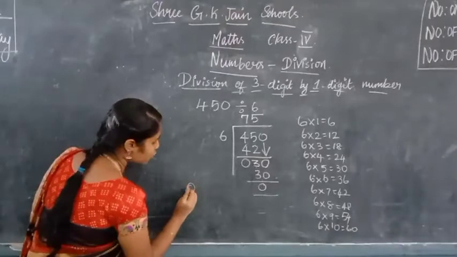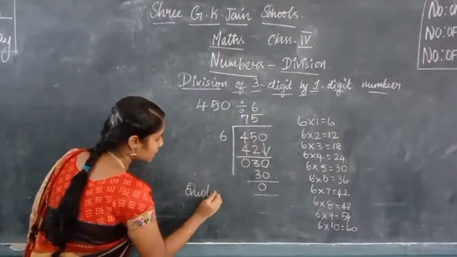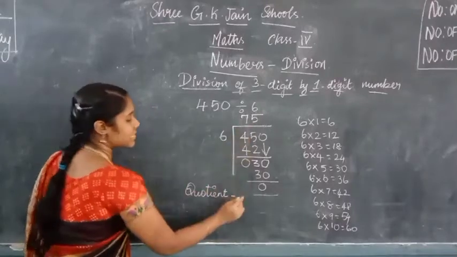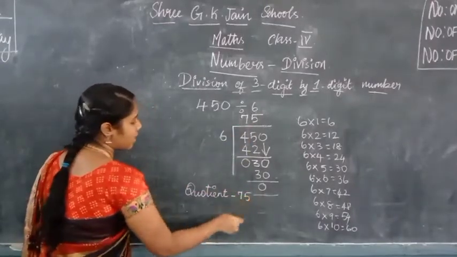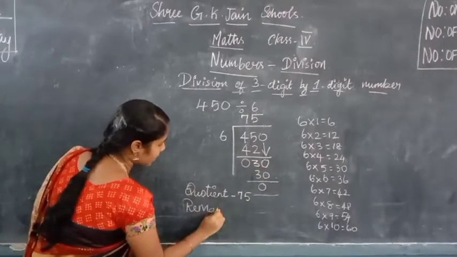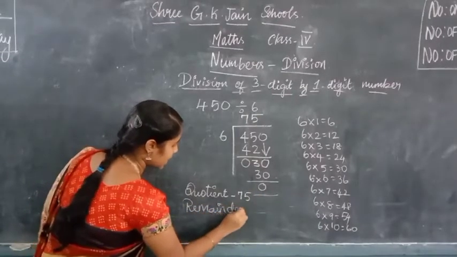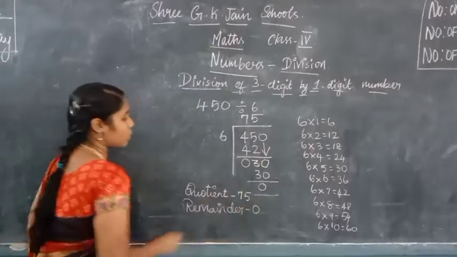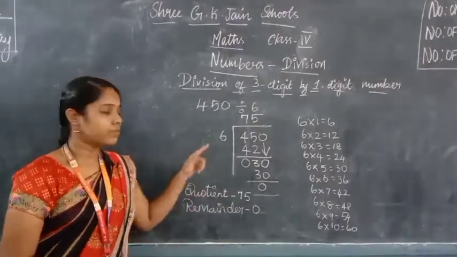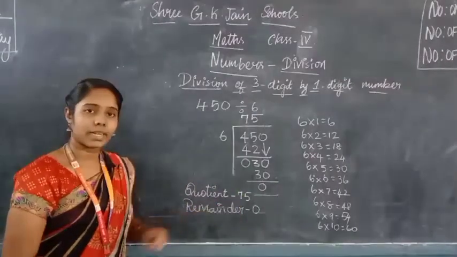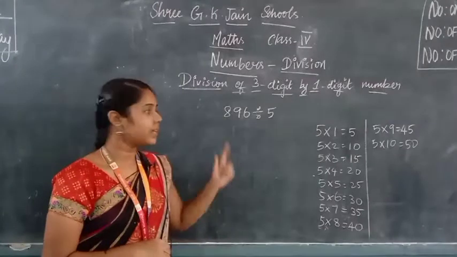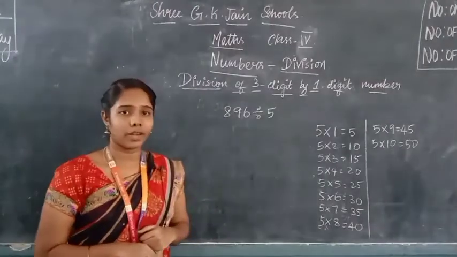Now write what is in the quotient and what is in the remainder. Quotient 75, remainder 0, right? Remainder, R-E-M-A-I-N-D-E-R, remainder 0. So now we have divided 450 with 6 and we got the quotient as 75. Understood, students? Let us divide this 3-digit number with a 1-digit number.